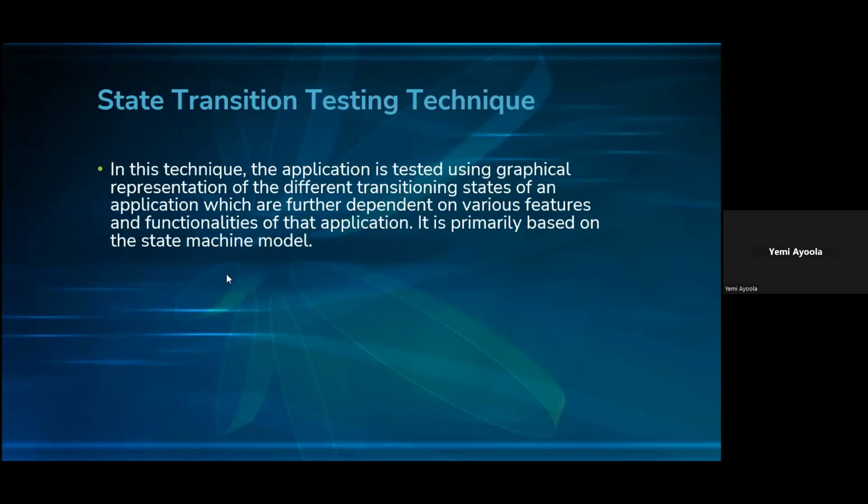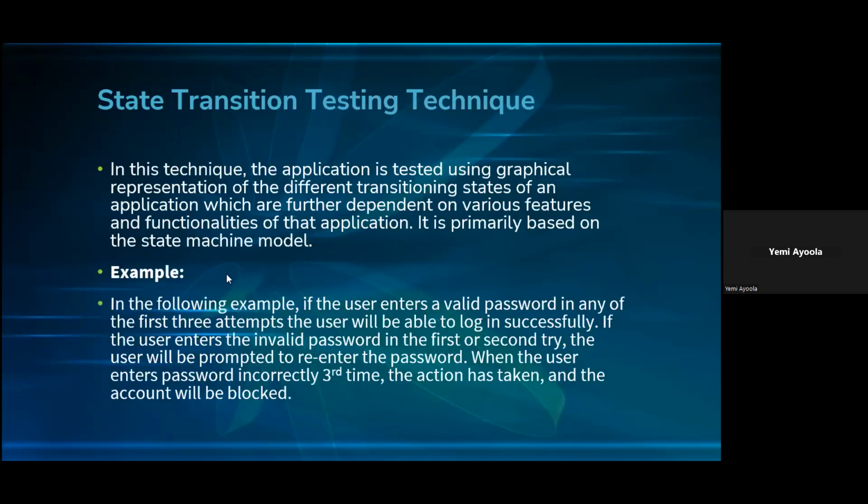It gives us a graph of how the system is going to integrate to each other, how it's going to talk to each other, how it's going to move from point A to B. Let's look at an example. In the following example, if the user enters a valid password, so when I mean the user uses O12, a valid password, if the user enters a valid password in any of the first 3 attempts, the user will be able to log in successfully.